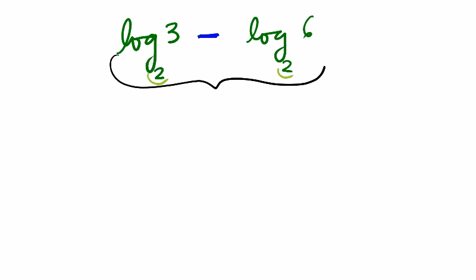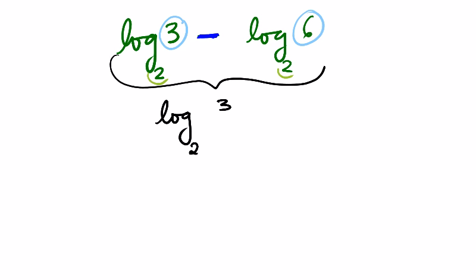log 3 in base 2 minus log 6 in base 2. Because the two bases are exactly the same, we can apply the law of logs that says when 2 logs are being subtracted, we can combine them into one single log in the same base, in base 2, and then the operation that we will now use to connect that 3 and the 6 will be division.